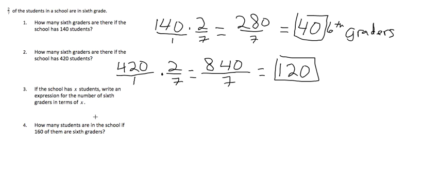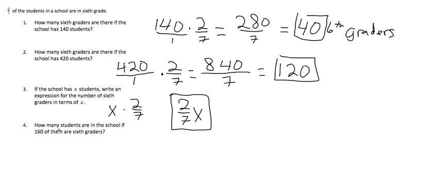So if the school has X students, write an expression for the number of 6th graders in terms of X. Now remember, an expression doesn't have an equal sign because that would make it an equation. So what we're saying is that anytime we know the number of total students, in this case it's X, we're going to be multiplying that by our fraction, which is 2/7. So our expression here is either X times 2/7 or 2 over 7X.